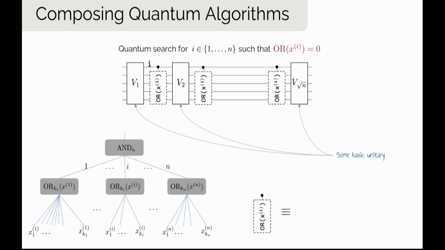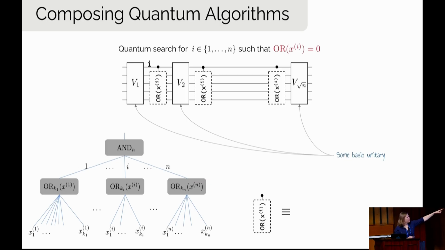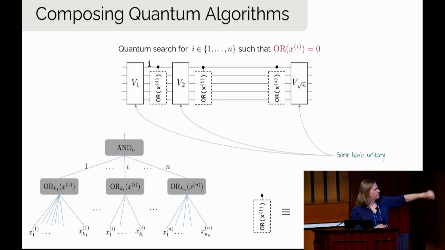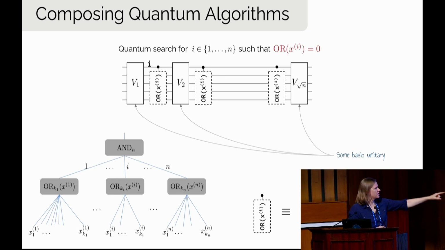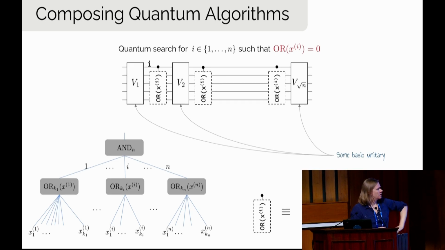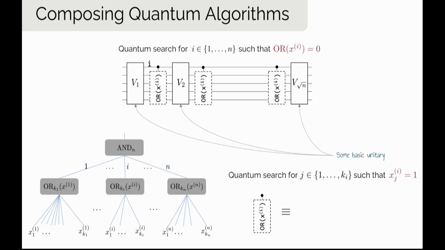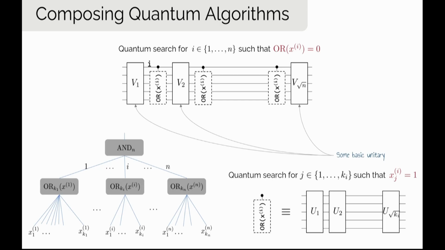So in this case, each query is going to be controlled on some wire containing I. It's going to compute the OR of the ith block. And so we can instantiate this query using a subroutine that's also just going to do quantum search for some j from 1 to ki, such that the jth bit of the ith block of input is 1. And for that, we can use Grover's algorithm again, which runs in about square root of ki steps. So maybe now you see a little bit what the problem is when you compose quantum algorithms.